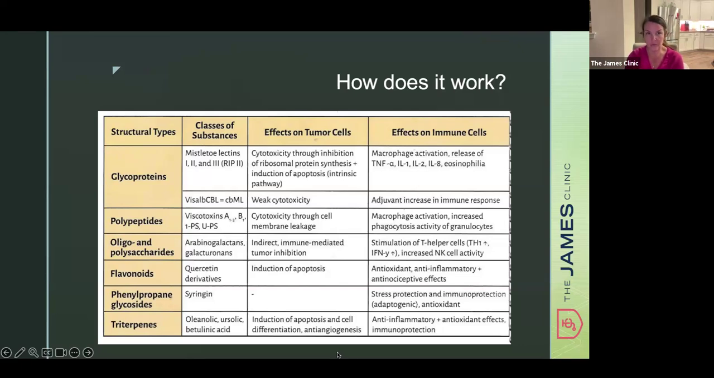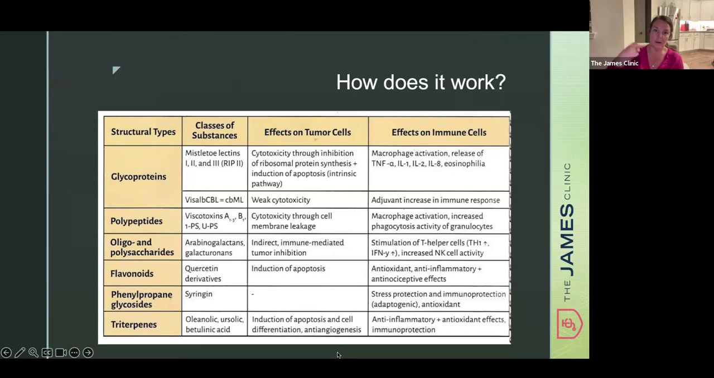Quercetin derivatives. Some of you have seen quercetin in integrative cancer care. I don't usually use it because there are just so many things you can take in a day, but it induces apoptosis. So here are the tumor effects. And triterpenes, which are some of the reactive species you get with ozone therapy as well. Induction of apoptosis, cellular differentiation, and angiogenesis. These are your direct tumor effects, and then here are your immune effects of those same things.